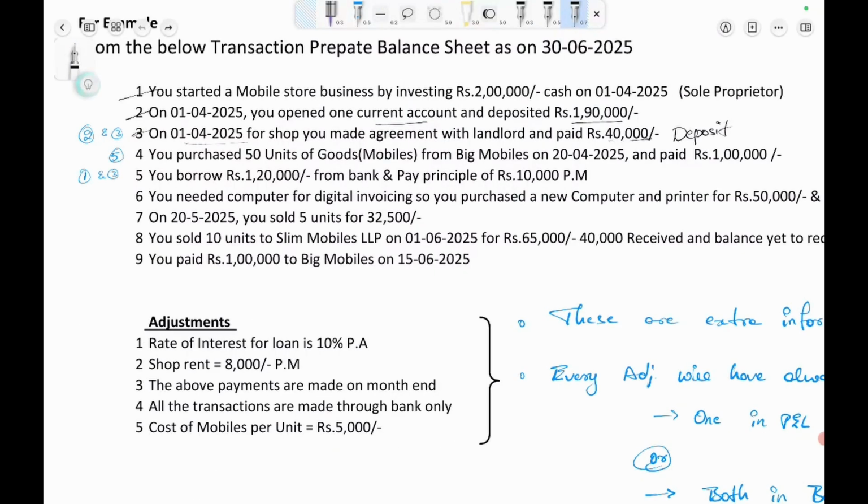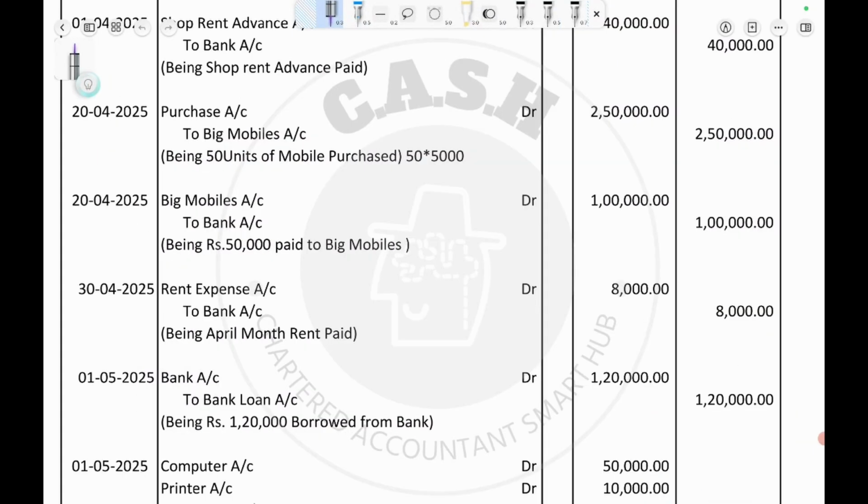So now we have finished the adjustment and we can now pass the transaction. On that day only you paid 1 lakh to that creditor. Debit the receiver because the creditor is receiving the money. Credit what goes out. Money is going out of your bank account.